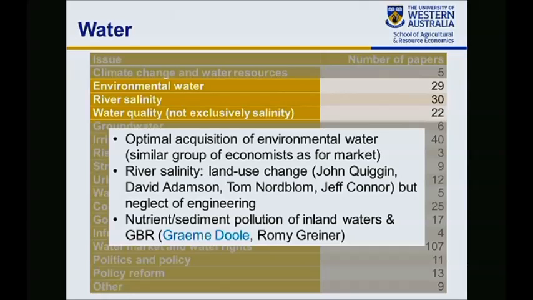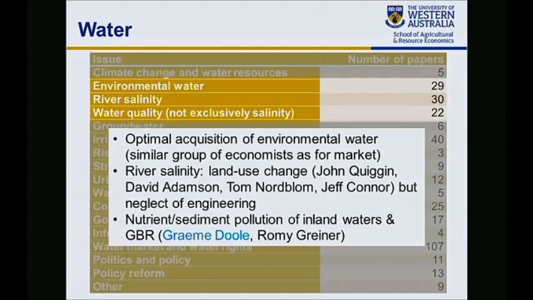They all look at land use change in the catchments, which was one of the strategies for trying to reduce salinity. But in fact, it was a really unsuccessful strategy. Almost all of the benefits came from engineering. So that was an area where I think economists had a real blind spot about where the real action was.